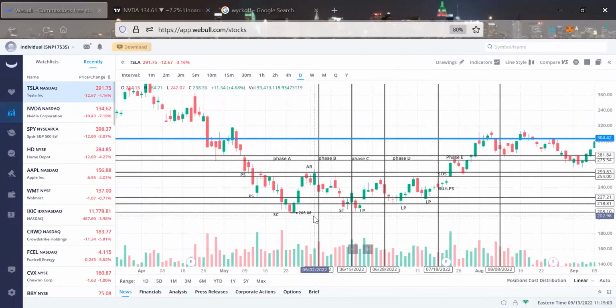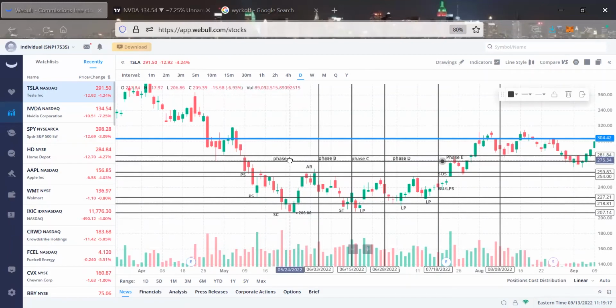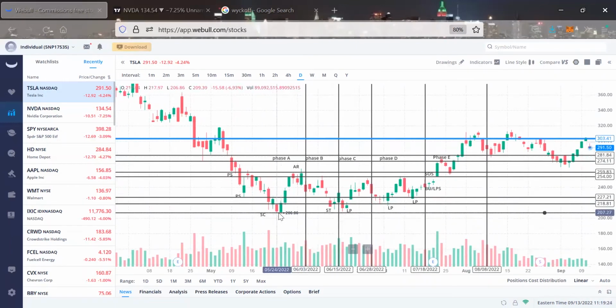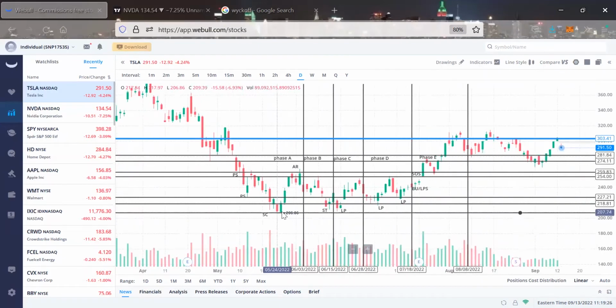So what you want to do to mark this down is go to the lowest move the stock went, which I did right here, and we're going to call that the selling climax, right? This is the selling climax. This is where it's sold off, the seller starts to lose strength and the buyer starts to take over, right? So once you find that last bottom, you're going to have something called an AR, which is an automatic rally, which it did right here. Boom, automatic rally, right?